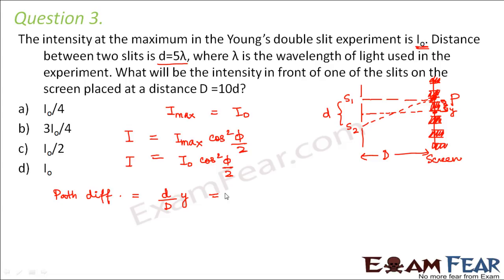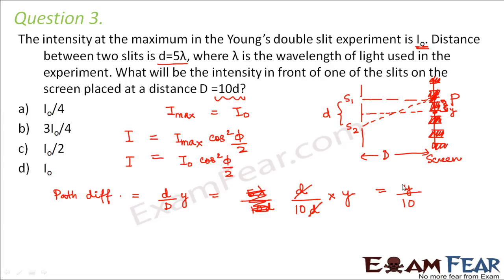So here in this case, small d is given as 5 lambda. And what about capital D? It says that capital D is equal to 10d. Instead of doing so much complication, let's keep it as small d. Capital D is given as 10d into y. So this d and d will get cancelled, and we are left with the path difference as y by 10.